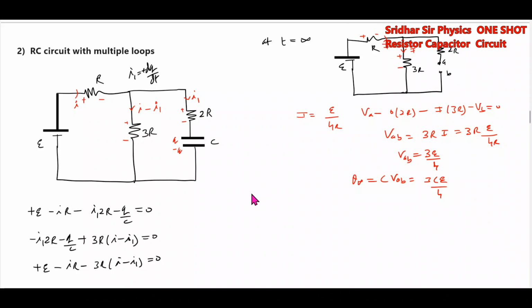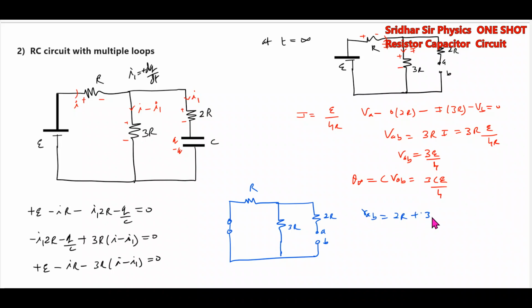To calculate the time constant, what we should do: wherever the cell is there, replace it with an EMF of 0 and replace the cell with its internal resistance. There is no internal resistance, so everything will become like this: 2R, 3R, and this is R. So the effective resistance as seen from here will be 3R into R over 3R plus R, that is 3 by 4 R, then 2R plus 3R by 4.